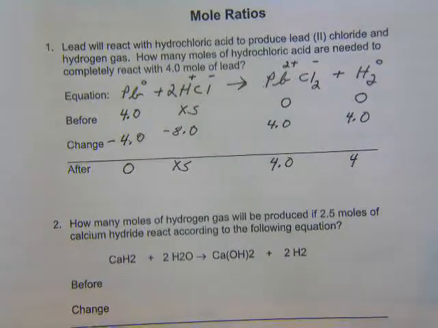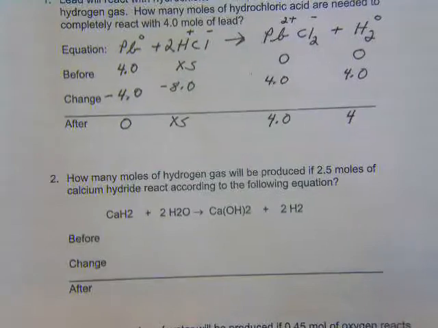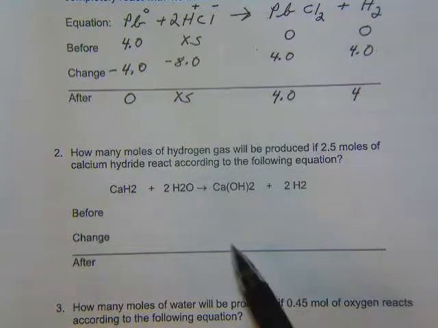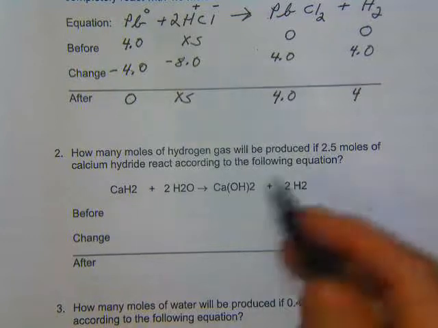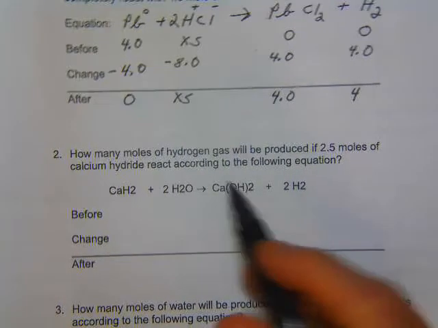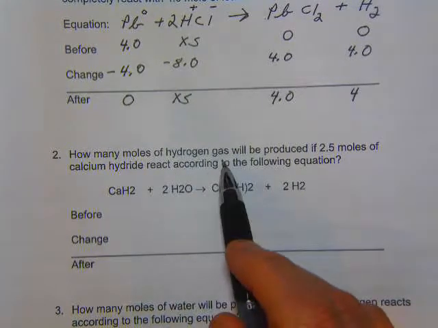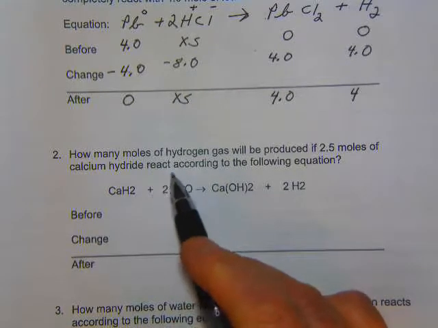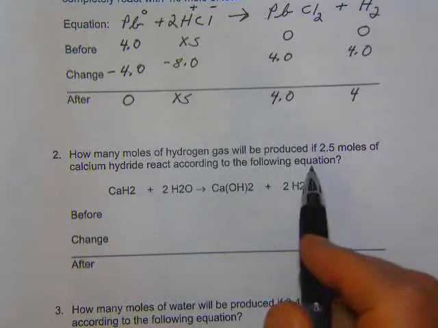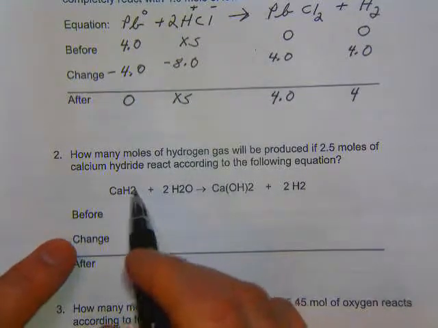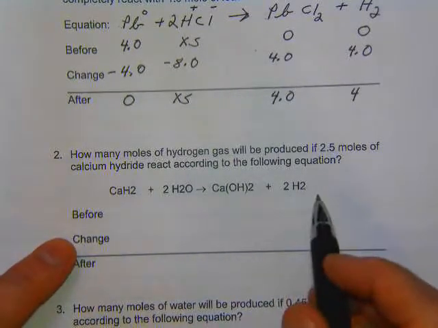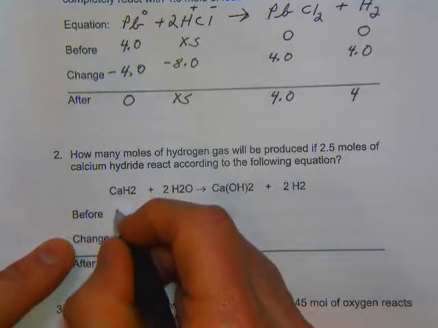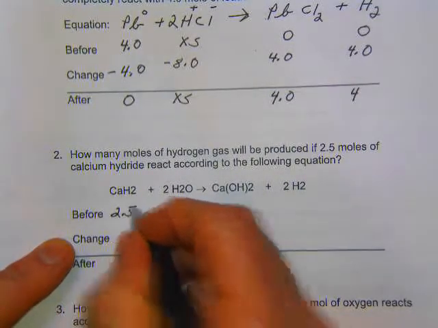All right, let's look at another problem doing the same thing. And this one we happen to have balanced already, so pretty straightforward here. How many moles of hydrogen gas will be produced if 2.5 moles of calcium hydride react according to the following equation? All right, so we want to know how many moles of hydrogen gas will be produced. We've got 2.5 moles of calcium hydride.